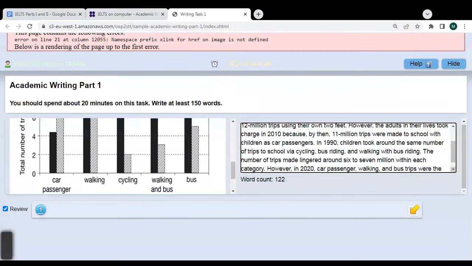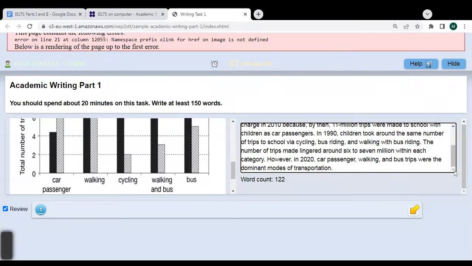In 1990, children took around the same number of trips to school via cycling, bus riding, and walking with bus riding. The number of those types of trips made lingered around 6 to 7 million within each category. However, in 2020, car passenger, walking, bus trips were the dominant modes of transportation.